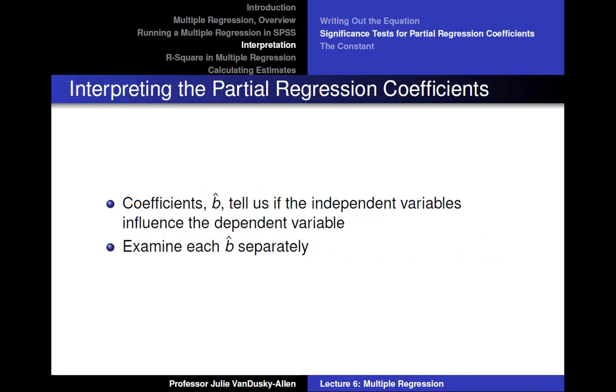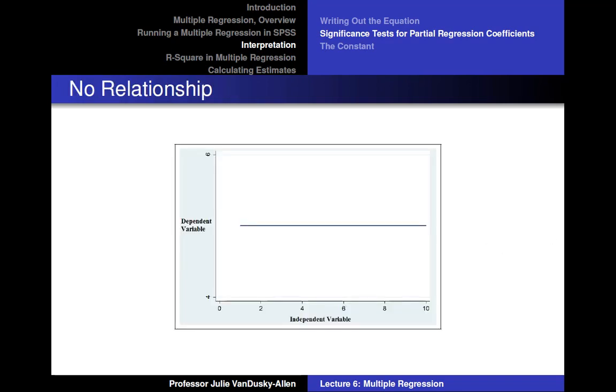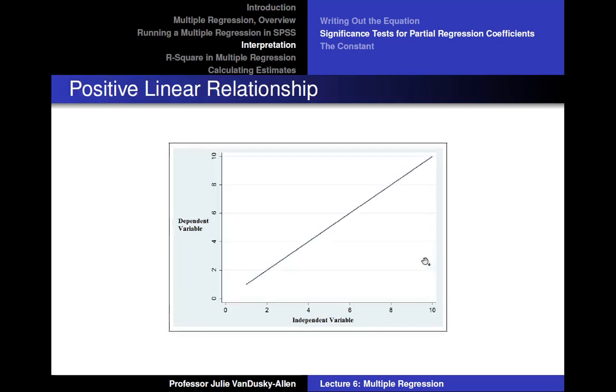After you have written out your equation, you need to interpret the significance test for the coefficients b hat. In this process, you examine each coefficient separately. Recall that when we interpret the b hat, we want to know if it is different from 0. If b hat is not different from 0, there's no relationship between our independent and dependent variable. As the independent variable changes, the dependent variable stays the same.